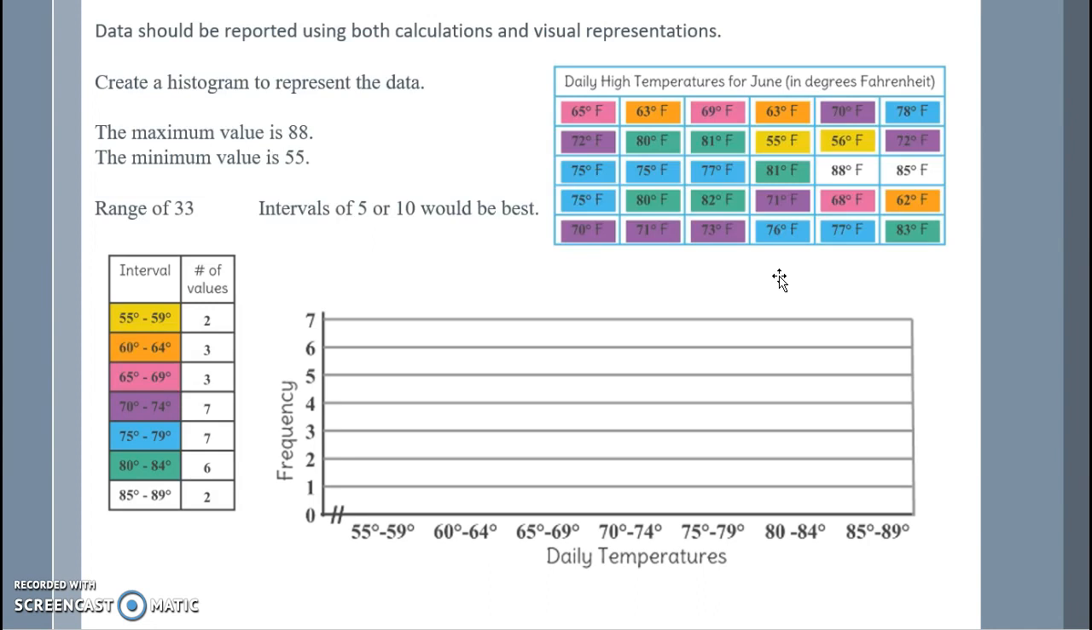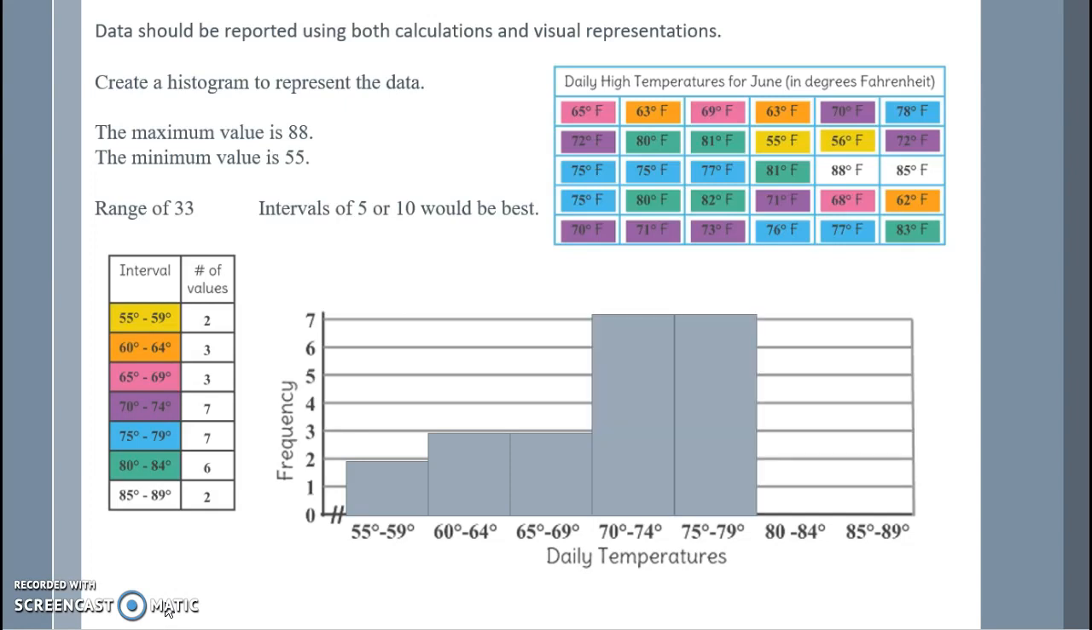Notice along the left I have the frequency, along the bottom I have our temperature intervals that match our table. These little pieces here mean that I skipped some because we don't really care about the data that's happening to the left of here. And now we can start filling in our chart. I see that there were 2 values, or 2 frequencies, in the range of 55 to 59. 60 to 64 had the same amount. 70 to 74 had 7, 80 to 84 had 6, and 85 to 89 had 2.